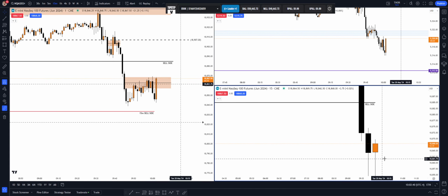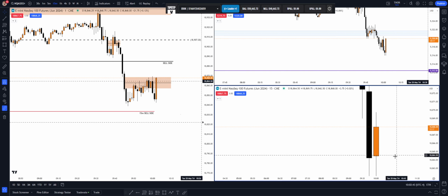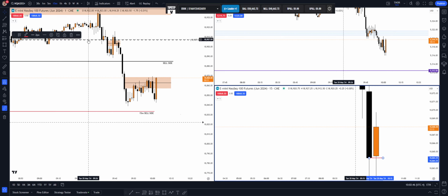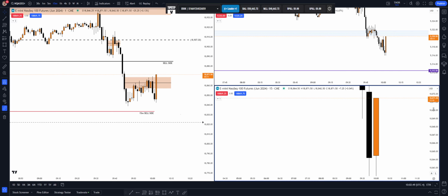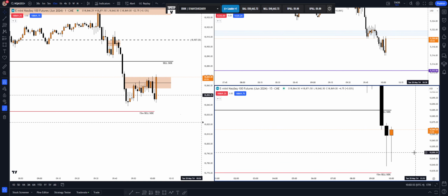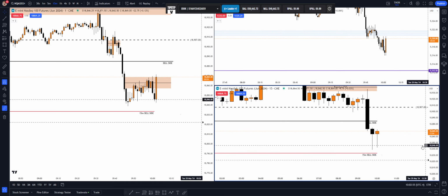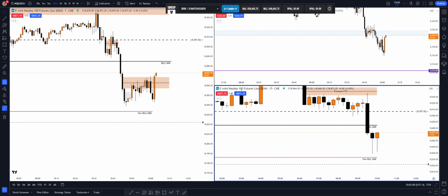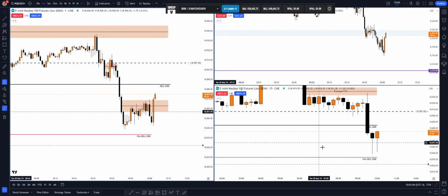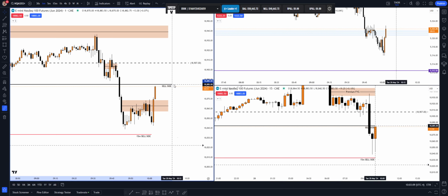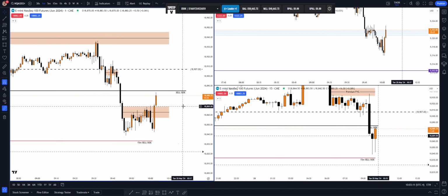Let's see if that's gonna be a rejection block. Actually, it's not. It gapped up. That's better for sell side. Alright, it's coming up to the breaker.